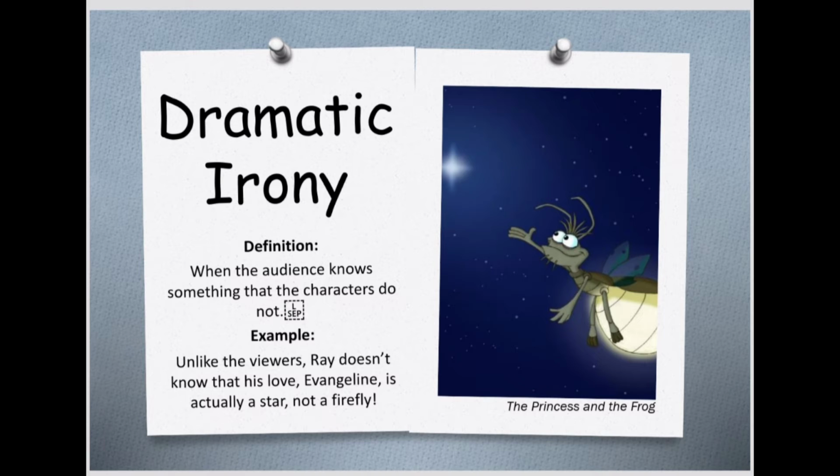Now what is dramatic irony? When the audience knows something that the characters do not. For example, unlike the viewers, Ray doesn't know that his love Evangeline is actually a star, not a firefly. This example has been taken from the movie The Princess and the Frog.